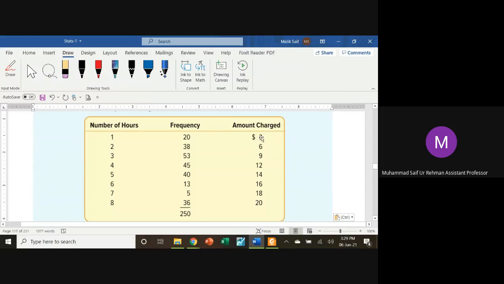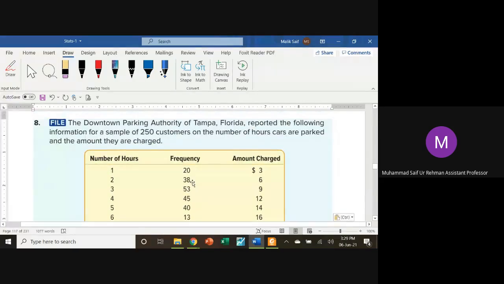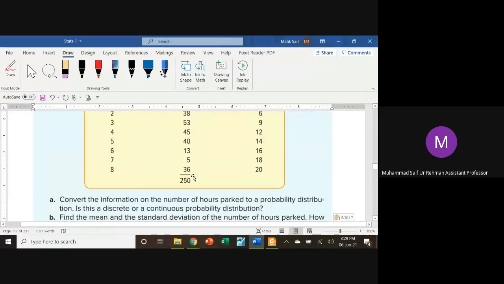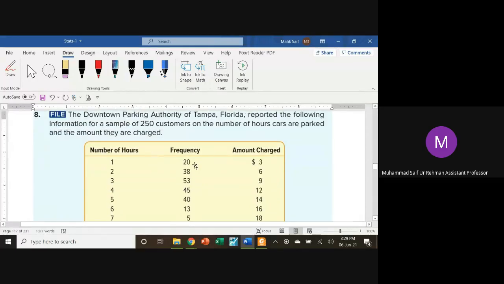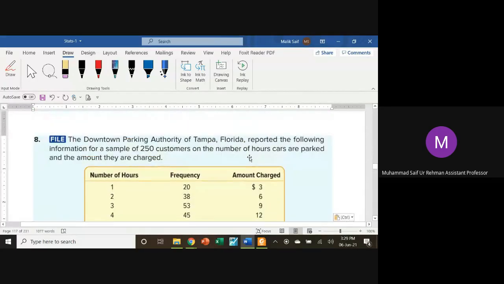Let's say in this case, how many times were $3 charged? You will say 20 times. For 1 hour, how many cars were parked? You will say 20. So in total, there are 250 customers, which means 250 cars.